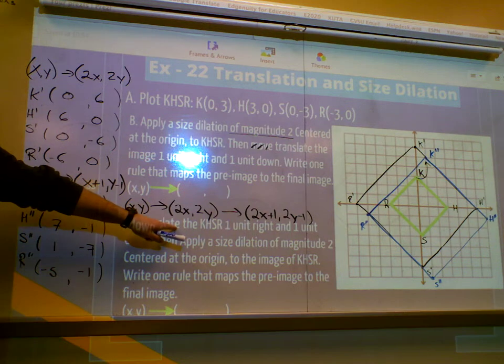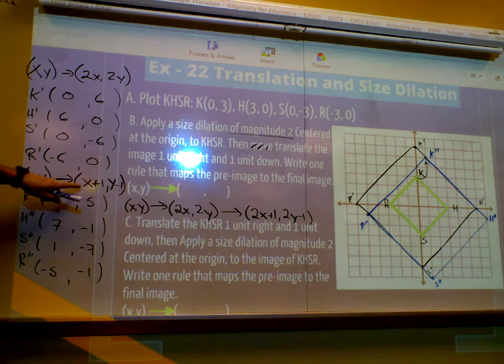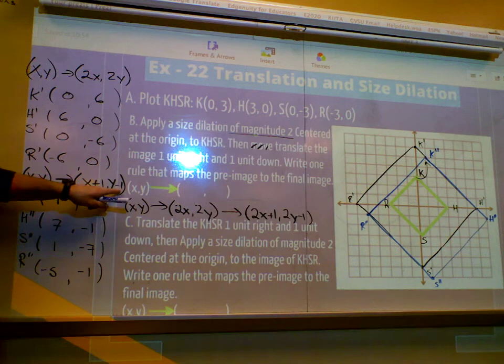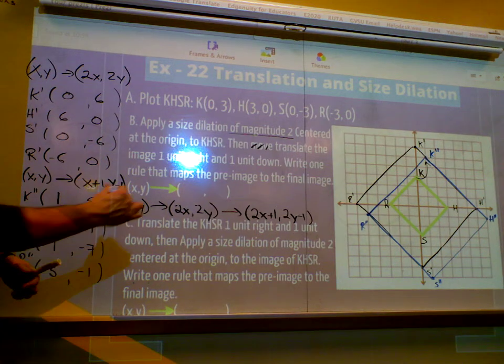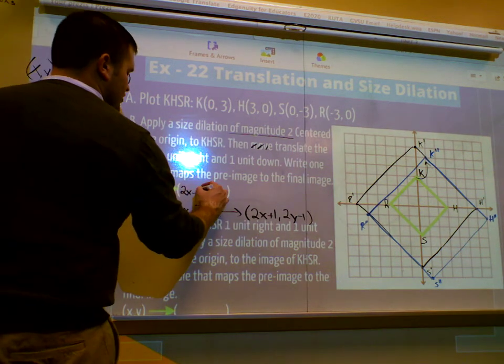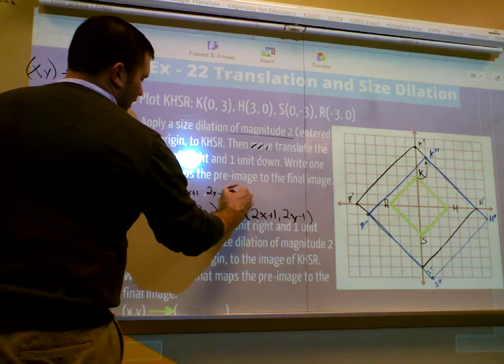We multiplied by 2, right? Then we added 1 to our x and subtracted 1 from our y. So our combined translation, our composite translation, is 2x plus 1, 2y minus 1.